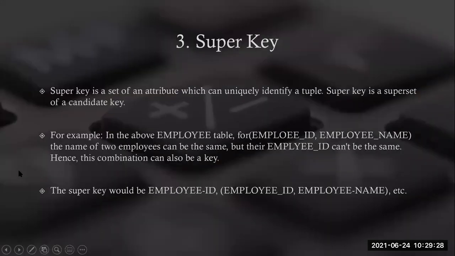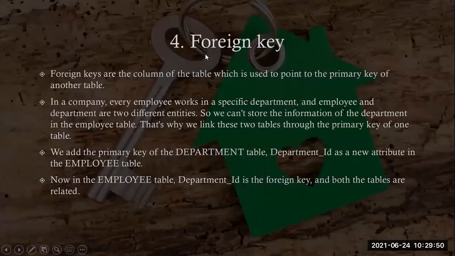Then the super key. In the above employee table, the names of two employees can be the same, but their employee ID cannot be the same. We may have two Sai Prakash, but their roll numbers cannot be the same. So at that time we call it a super key. Two keys should be there.